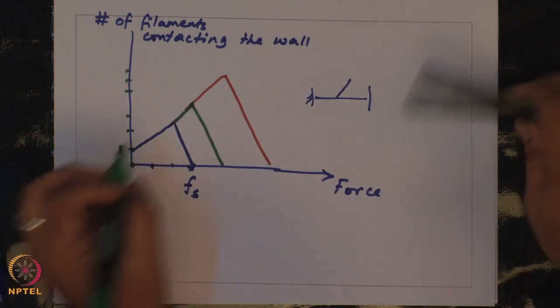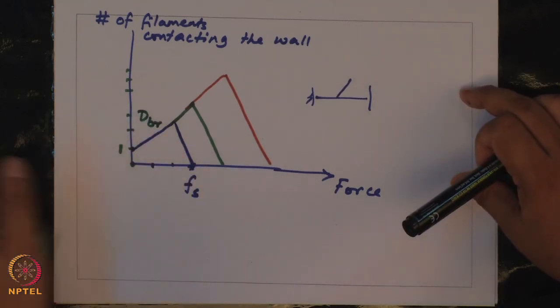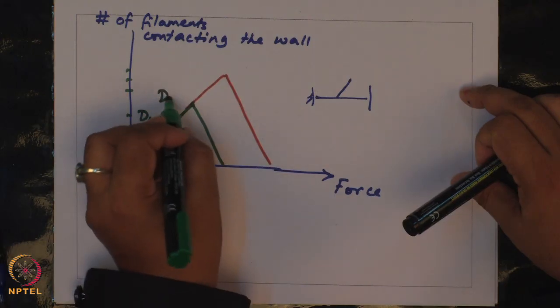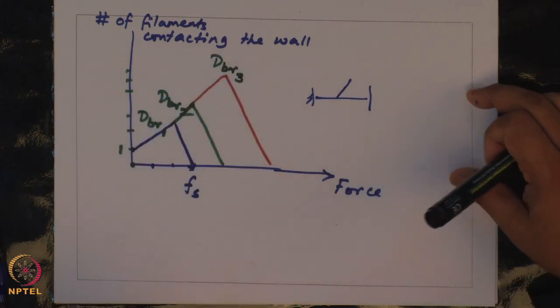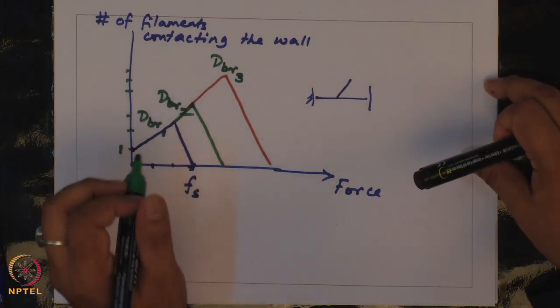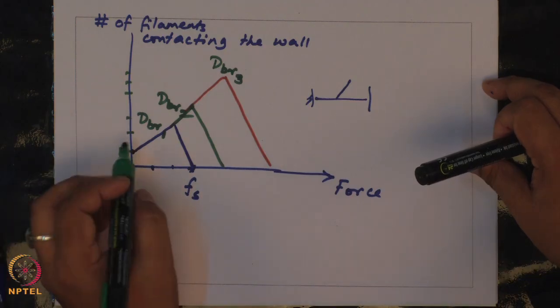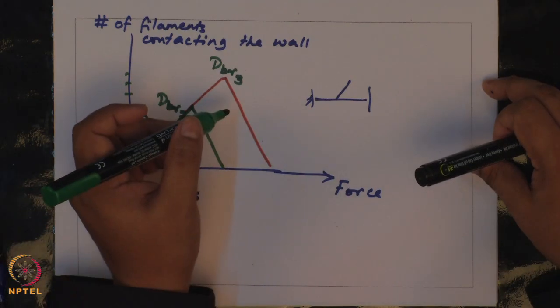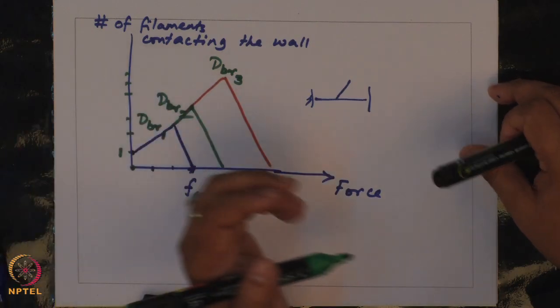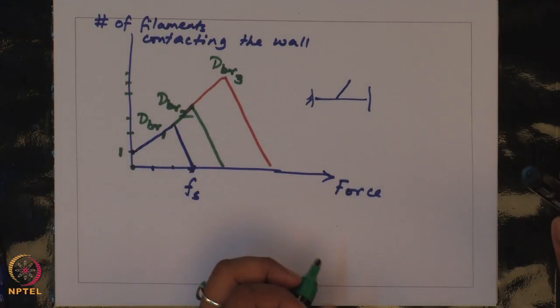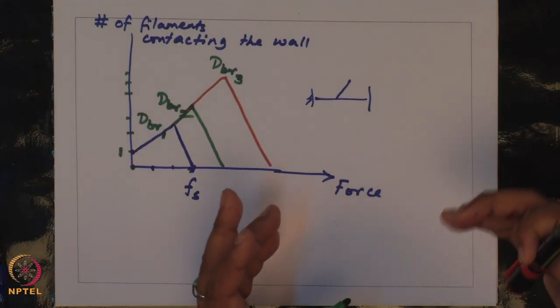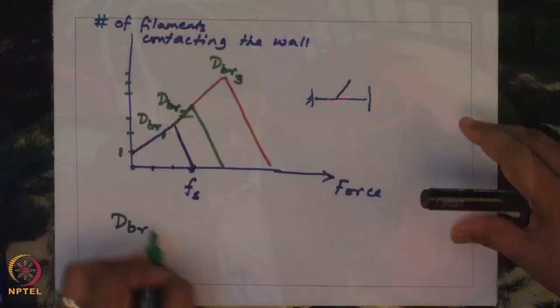So, this is let us say the lowest dBr value, dBr 1, dBr 2, dBr 3. If you use the smallest value of dBr, then as you increase the values of dBr, your curves will shift up and up. So, you see how this system can change and how the stall force of the system is determined by the branching architecture of the network, which in turn is dependent on dBr and dwall.